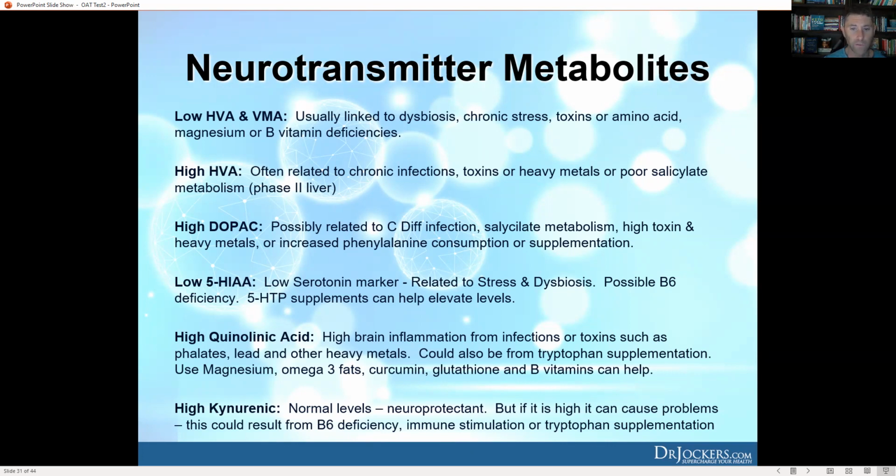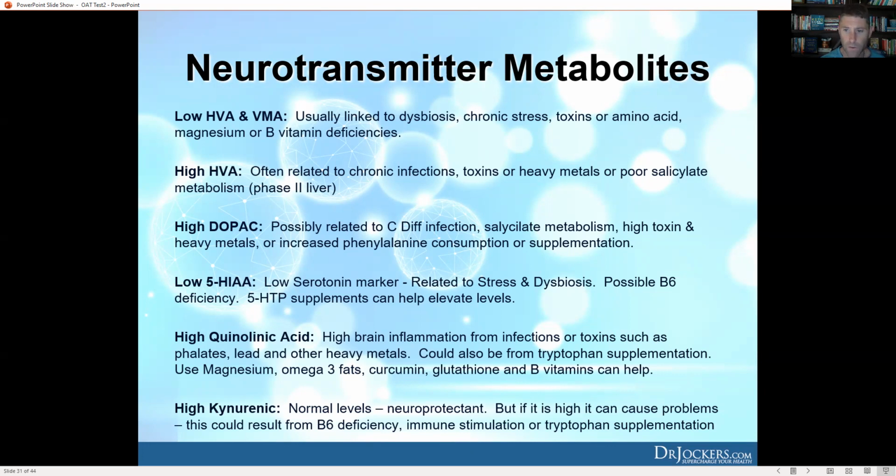High quinolinic acid, again, brain inflammation. That's what I'm thinking. It can be caused from infections that have gotten into the brain or toxins like phthalates, which we find in plastic, for example. BPA would be a phthalate. Lead and other heavy metals. Those are the two that are most well associated, phthalates and lead. But it could also be from tryptophan supplementation. So I don't recommend supplementing with tryptophan.